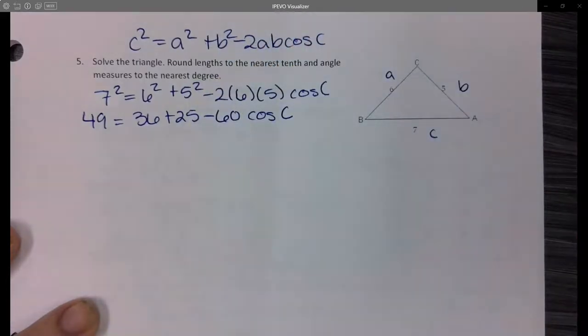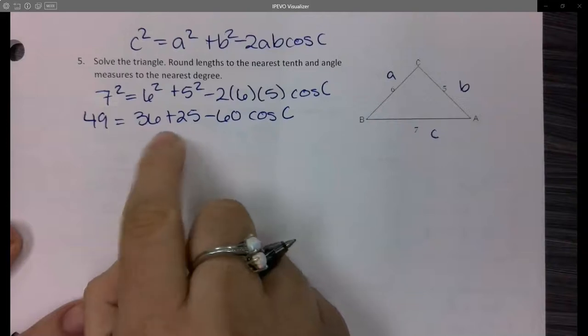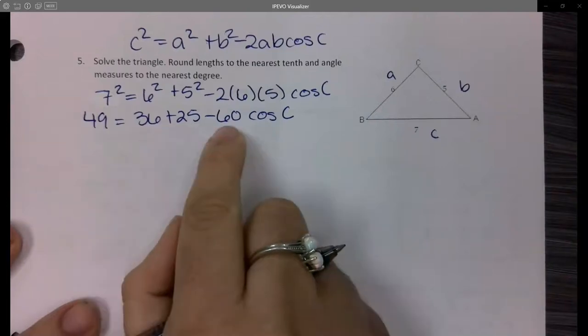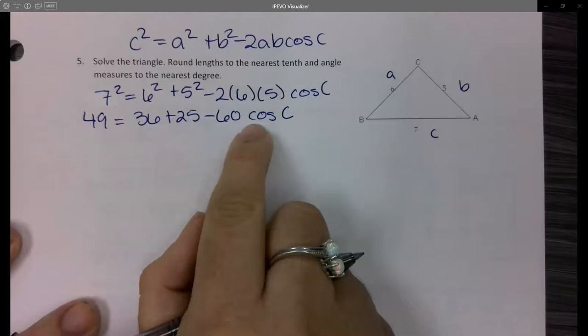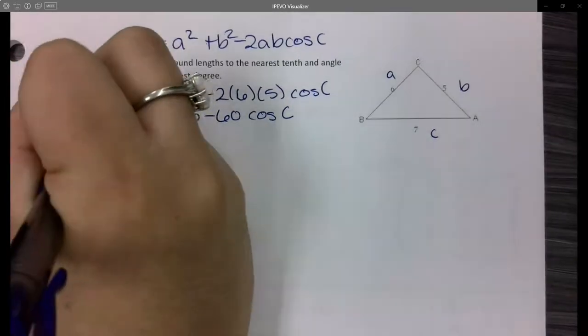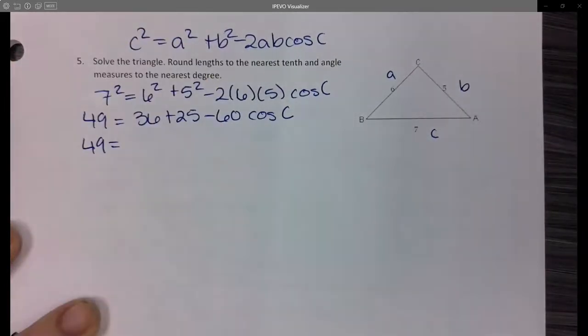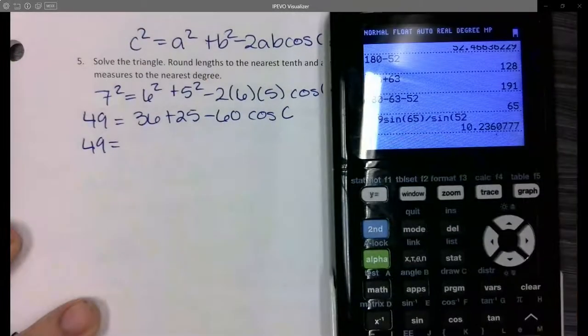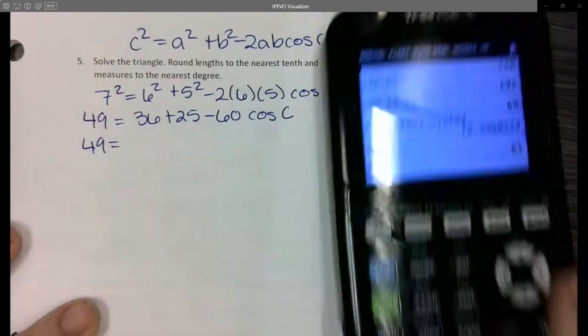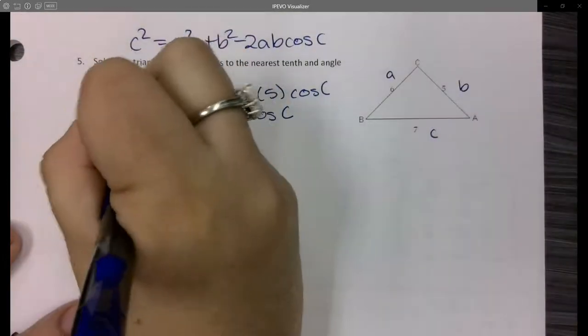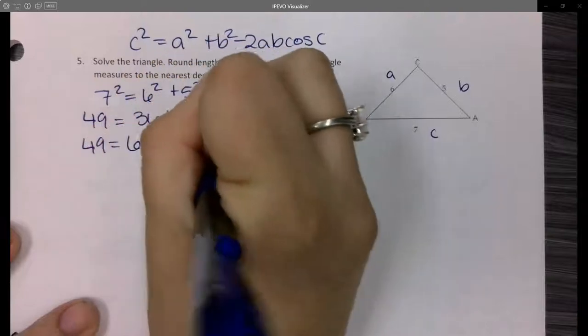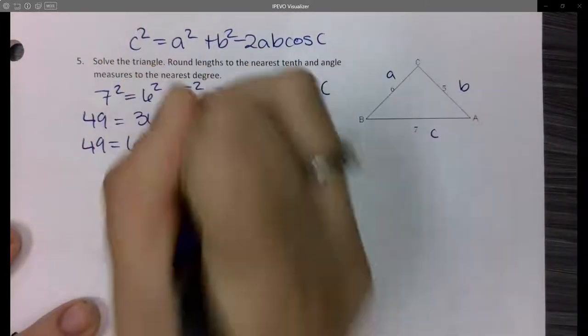Then I want to combine like terms. I need to be careful. I can only add the 36 and the 25 together. I cannot add this negative 60 because this is being multiplied by the cosine. So this is going to say 49 equals 36 plus 25 gets me 61. Oops, there was a 60 there.